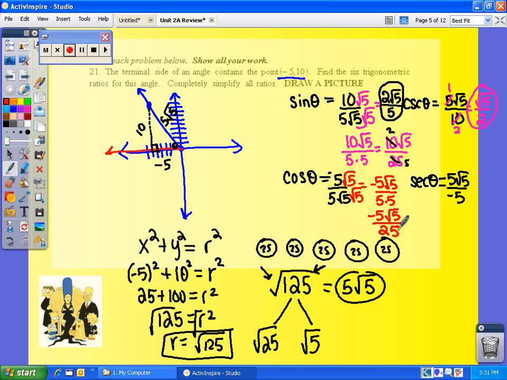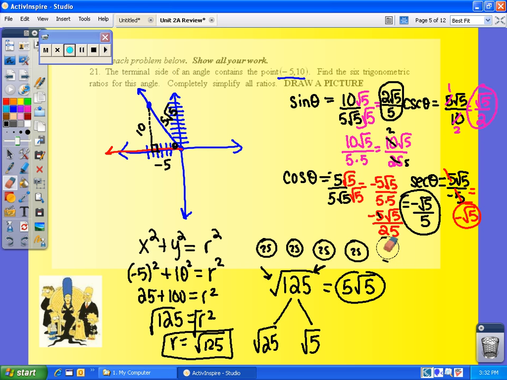Now you can reduce this fraction, and when you reduce it, this is 1, this is 5, so we're left with negative square root of 5 over 5. Now here, the 5's can simply be canceled out. So you're left with negative square root of 5 for secant. Yeah, it's a lot of 5's going on.